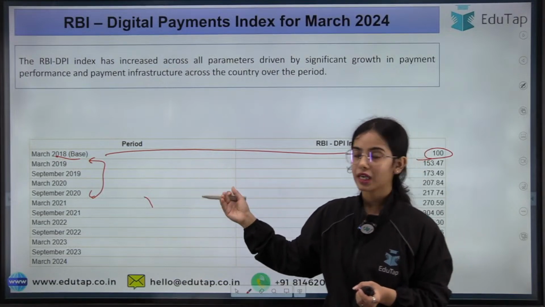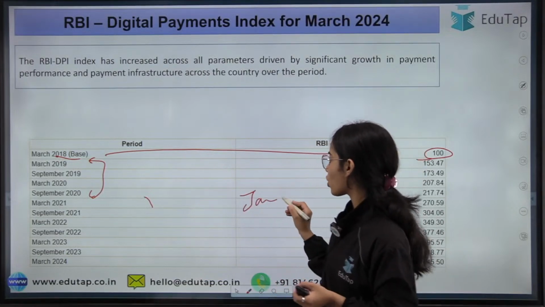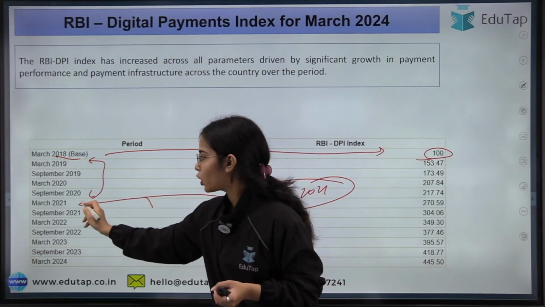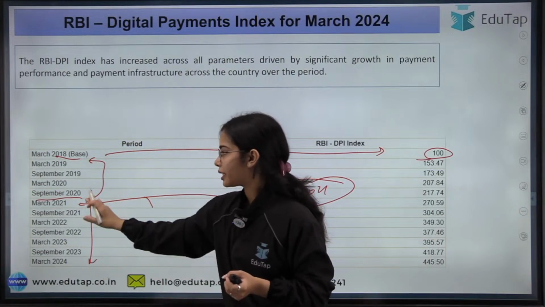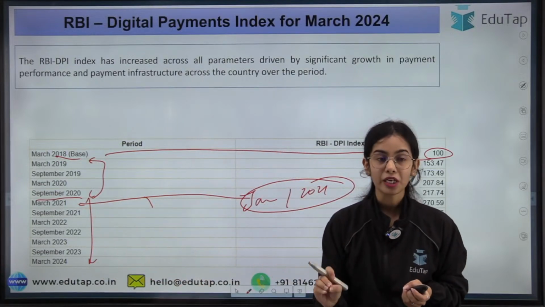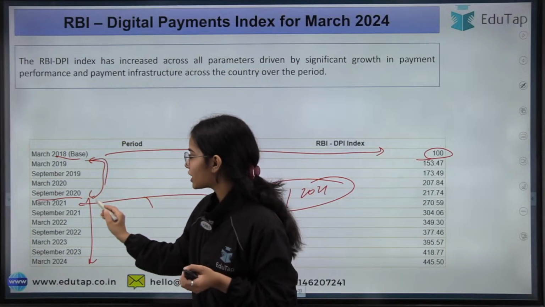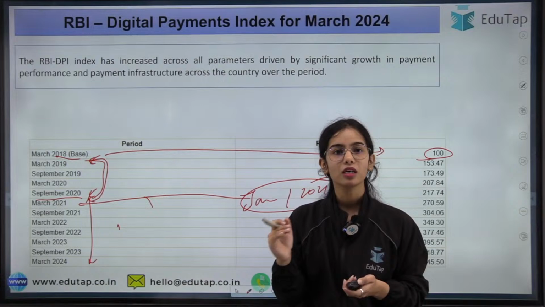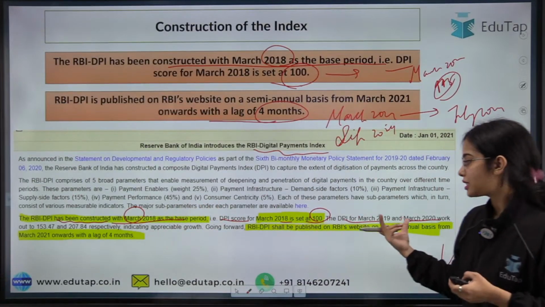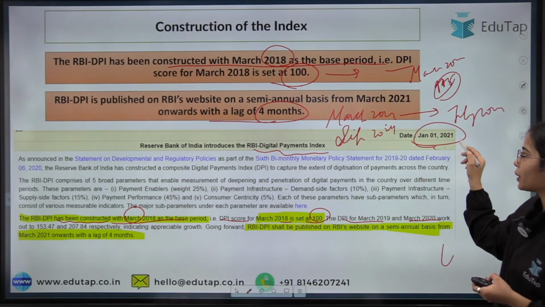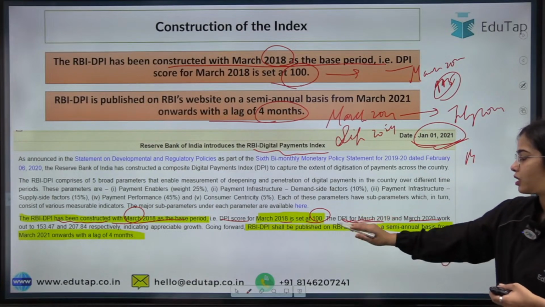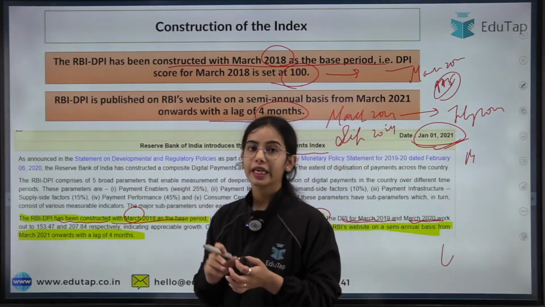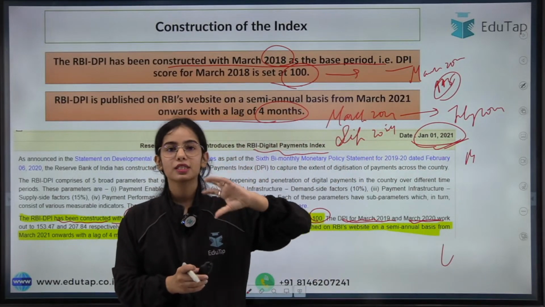So the Reserve Bank of India released the Digital Payment Index in March 2021, and from March 2021 onwards there has been continuous release of the DPI. But data from 2018 to 2020 is also provided by the Reserve Bank of India. The RBI DPI for March 2019 and March 2020 was provided in 2021. Okay, so this is the basic idea.